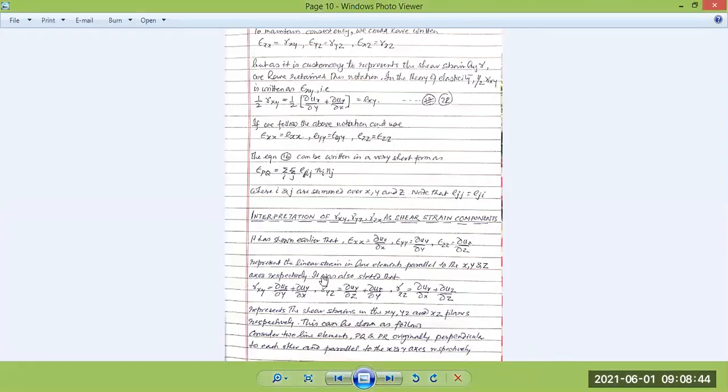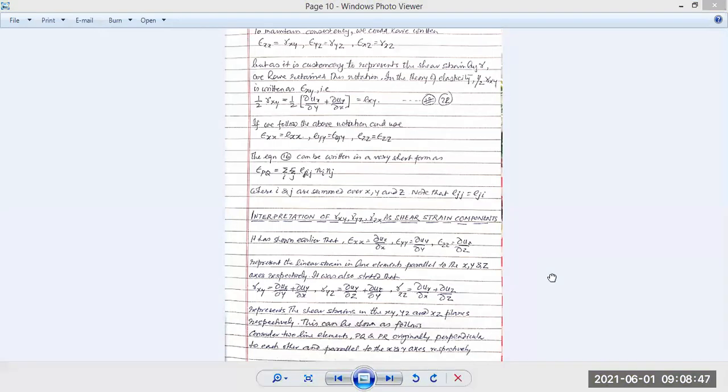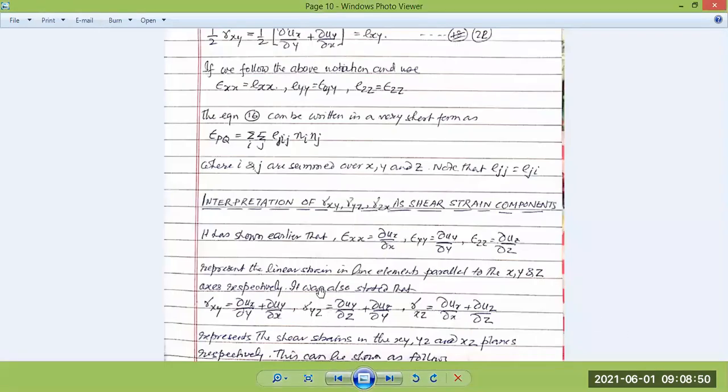Now we have interpreted the linear strain in line elements parallel to the x, y, and z axis, because first of all we discussed the components of linear strain along the x, y, and z axis, saying that our restricted line vector PQ is not along any of them, and discussed how to calculate its components along the x-axis, y-axis, and z-axis. Next, we decided to calculate the linear strain parallel to the x-axis, y-axis, or z-axis respectively.